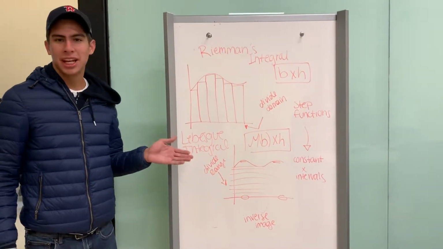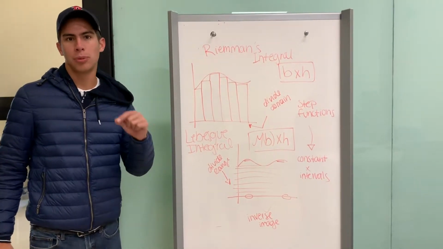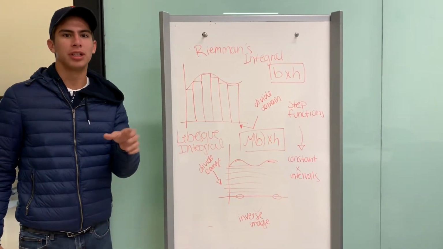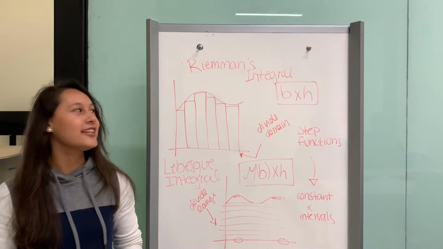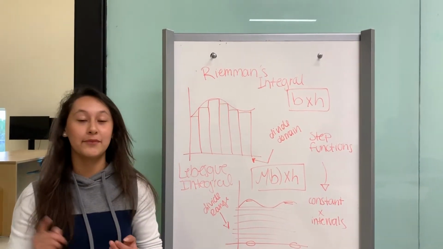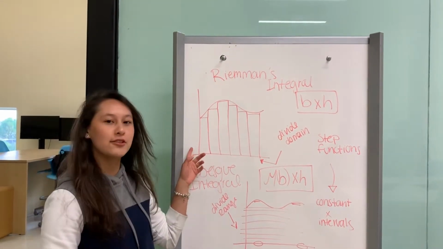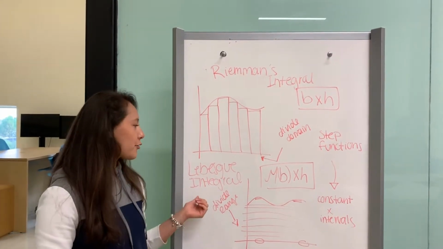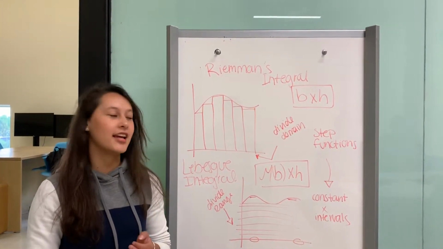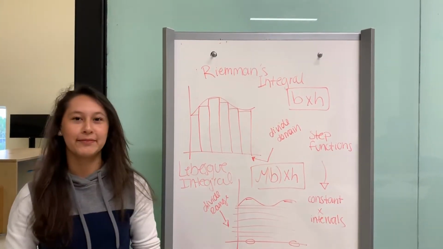And also, for the Lebesgue integral, you use simple functions to approximate instead of using step functions. Finally, in the Riemann integral, you take the base times the height of the rectangles you make, while in the Lebesgue integral, you take the measure of the base times the height of the rectangle.